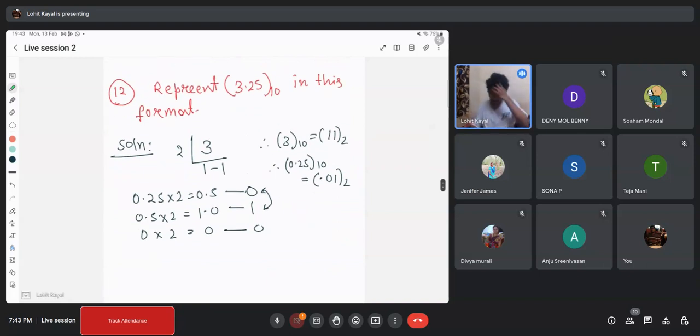Okay, so let's solve this problem. Represent 3.25 base 10 in this format. Okay, so now how to do this? Can you try this? Previously it was in the binary basis. Now here it is in the decimal basis. So first you have to convert it to the binary basis, then you need to solve the problem. Can you try this for a few minutes?